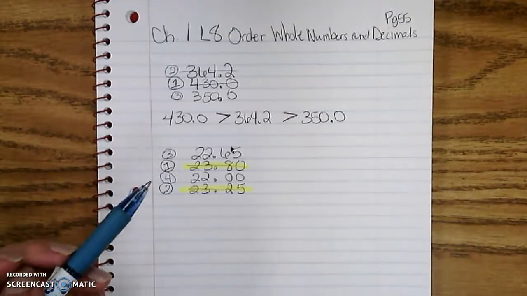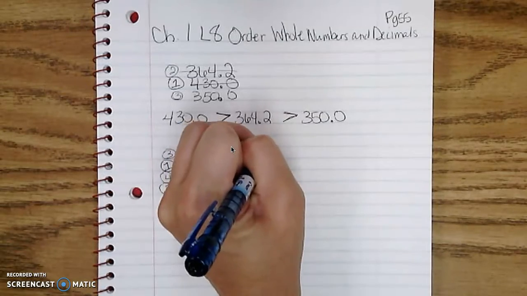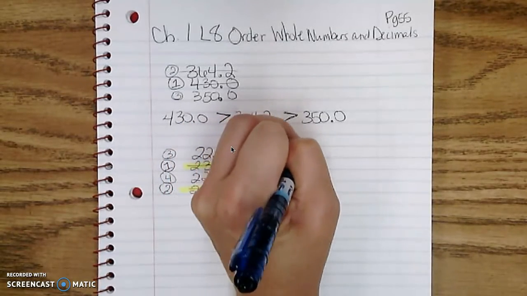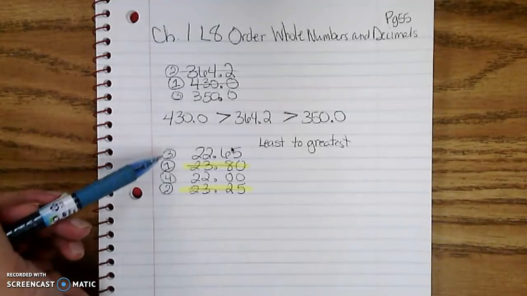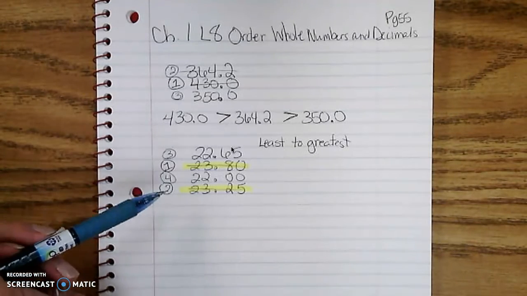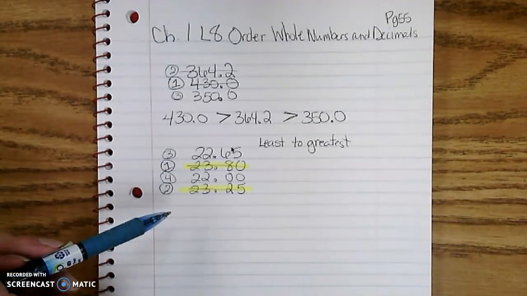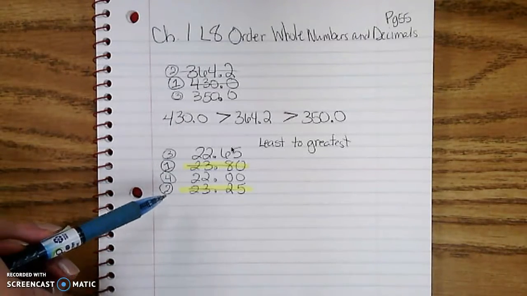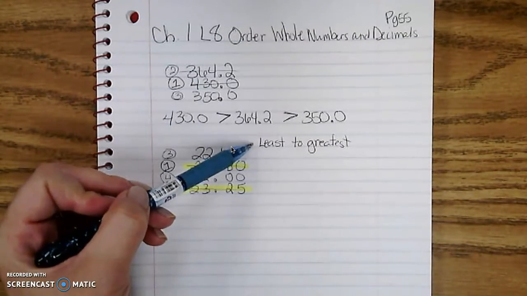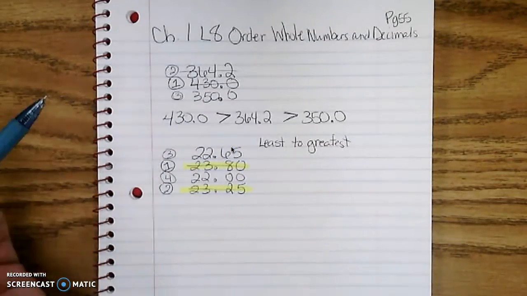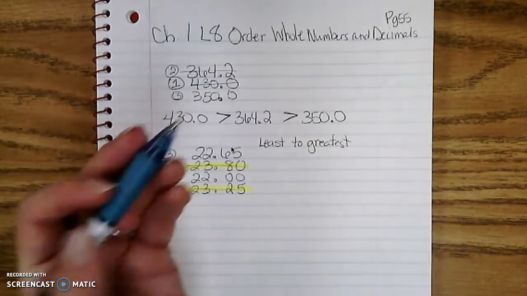Now, the directions on this problem were least to greatest. Now, when I number them in order, when I'm trying to figure out who's greater and who's less, I always number in order from greatest to least. So if my directions say least to greatest, I have to work backwards when I'm writing my answers. So number 4 is my least number.